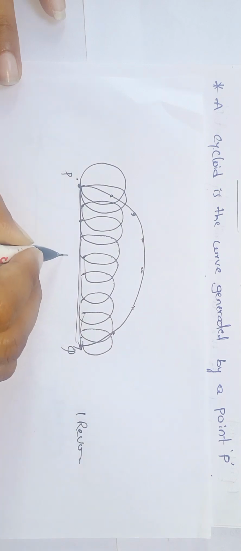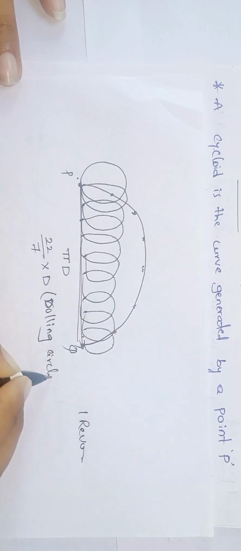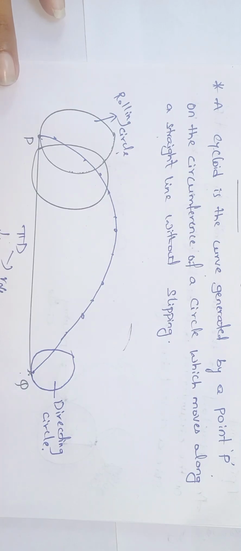You have to remember that if you are drawing a cycloidal problem, you have to consider the straight line distance. The formula is pi d. Pi is 22/7, and d is the rolling circle diameter, which is given in the question. P is a point on the circumference of the circle which moves along a straight line without slipping. It travels one revolution; this is called the cycloidal curve.